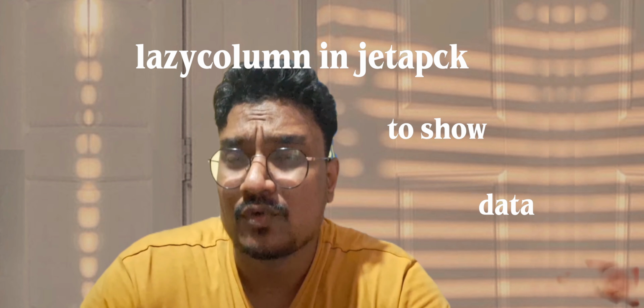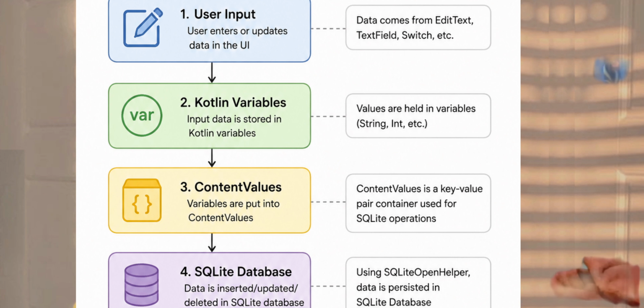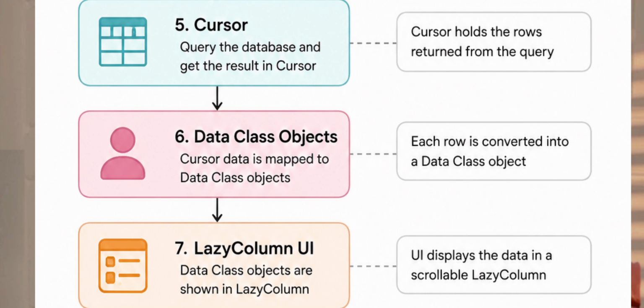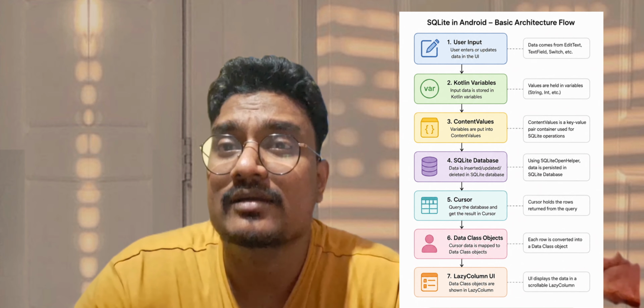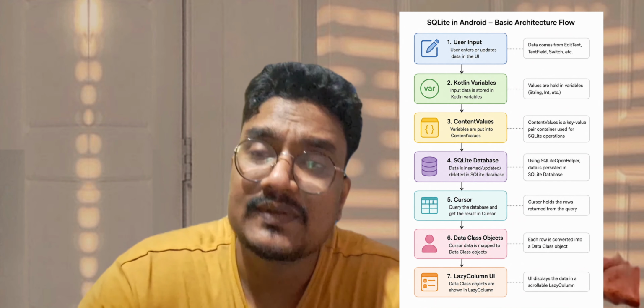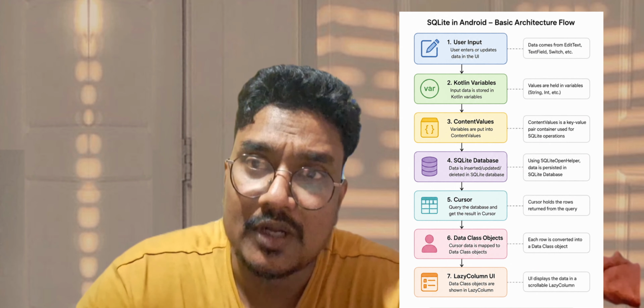So the complete flow becomes: the user gives the input, then Kotlin variables, and then ContentValues for the SQL query and the SQLite database. And from there we go to Cursor, and from Cursor to data class objects, and from there to the LazyColumn viewer. That is the complete basic architecture of SQLite in Android.